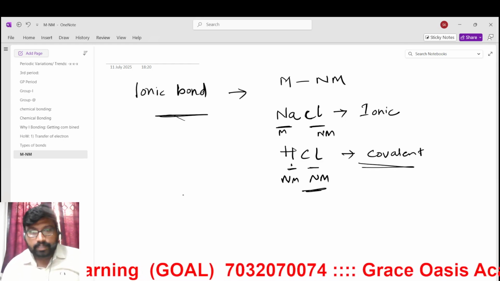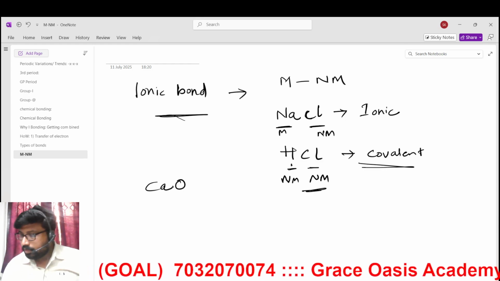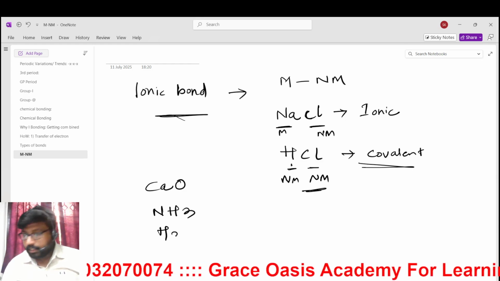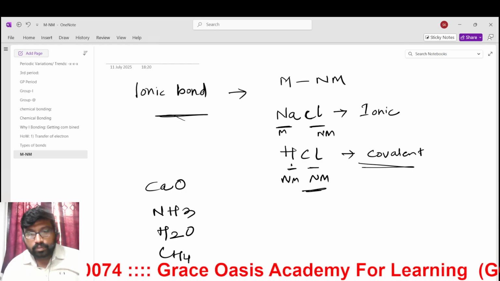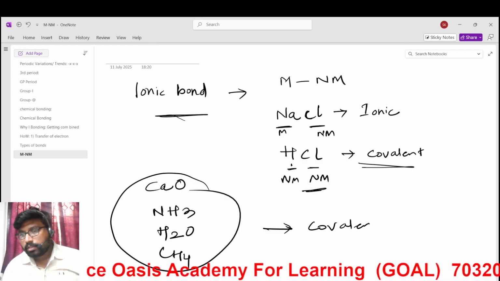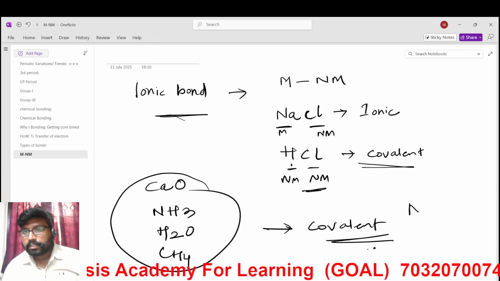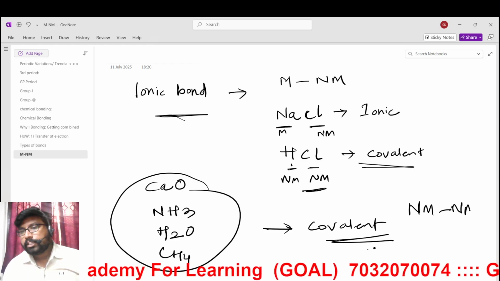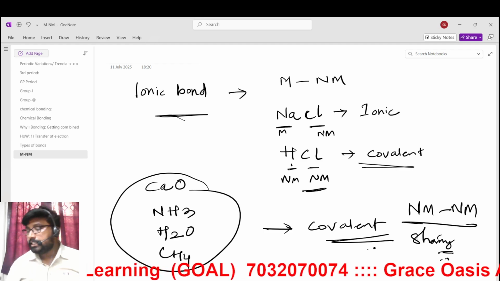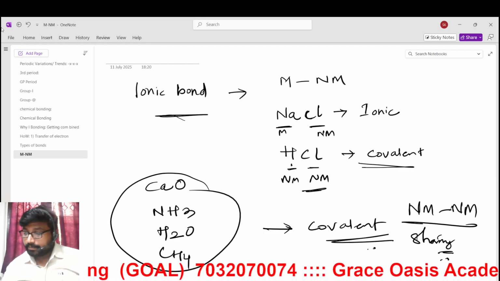For example, other examples are CaO, calcium oxide, NH3, H2O, CH4. These are all what? Covalent bonds. Non-metals. Non-metal to non-metal sharing. Sharing only. This covalent bond is a sharing bond.